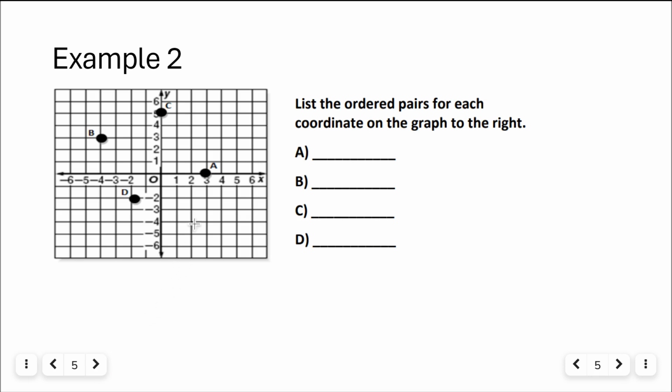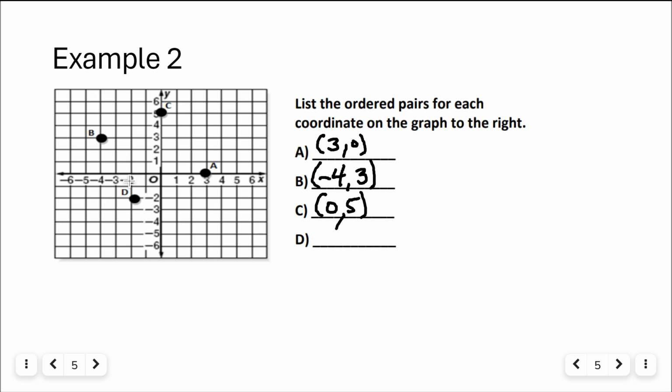All right, so now, if I give you a point, you should be able to name the point for me. So from 0, I'm going 1, 2, 3 to the right, and I'm not going up or down. So A is at the point 3, 0. B, I'm going left, 1, 2, 3, 4, and then up 3. B is the point -4, 3. C, I'm not going left or right at all. I'm just going up 5. So 0, 5.